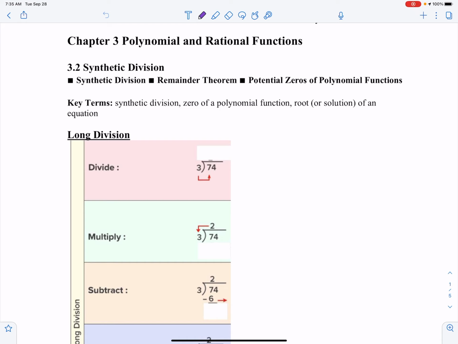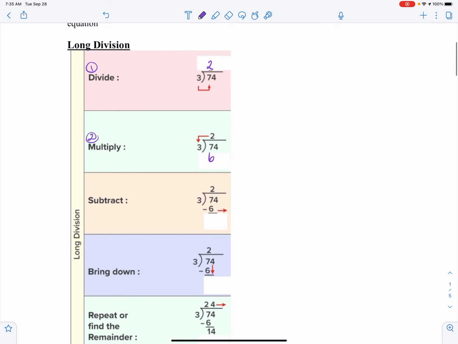That's the same thing as saying, what is 7 divided by 3? And we're going to say that that is 2. So the very first step is to divide. The second step is we're going to multiply. So we're going to take that 2, we're going to multiply by the 3, and we're going to get 6. The third step is that you will subtract that 6, and you'll get 1.